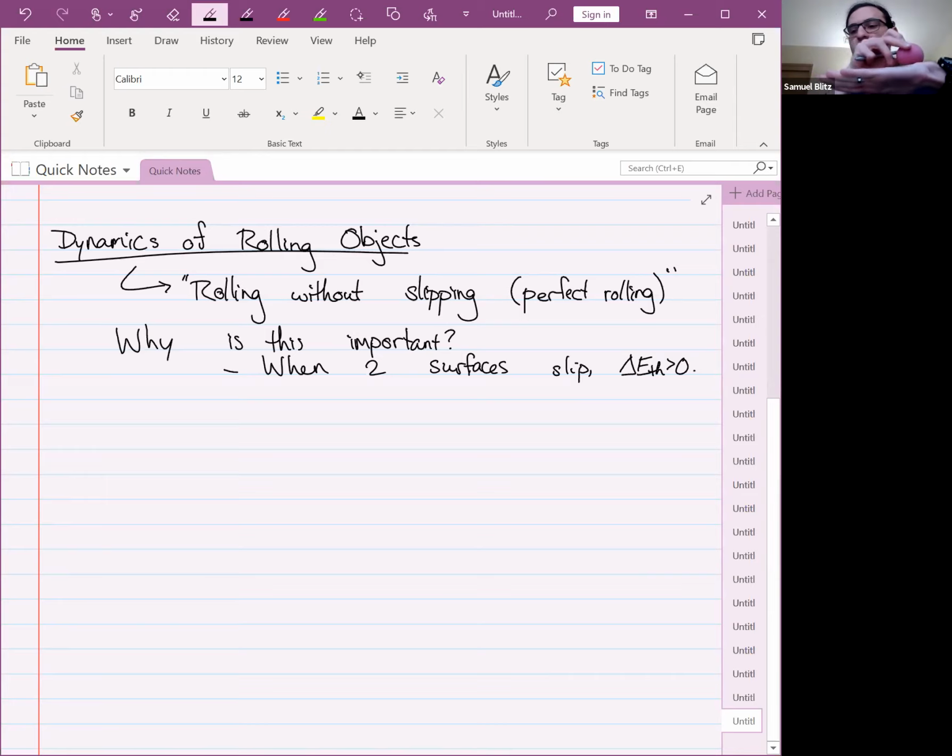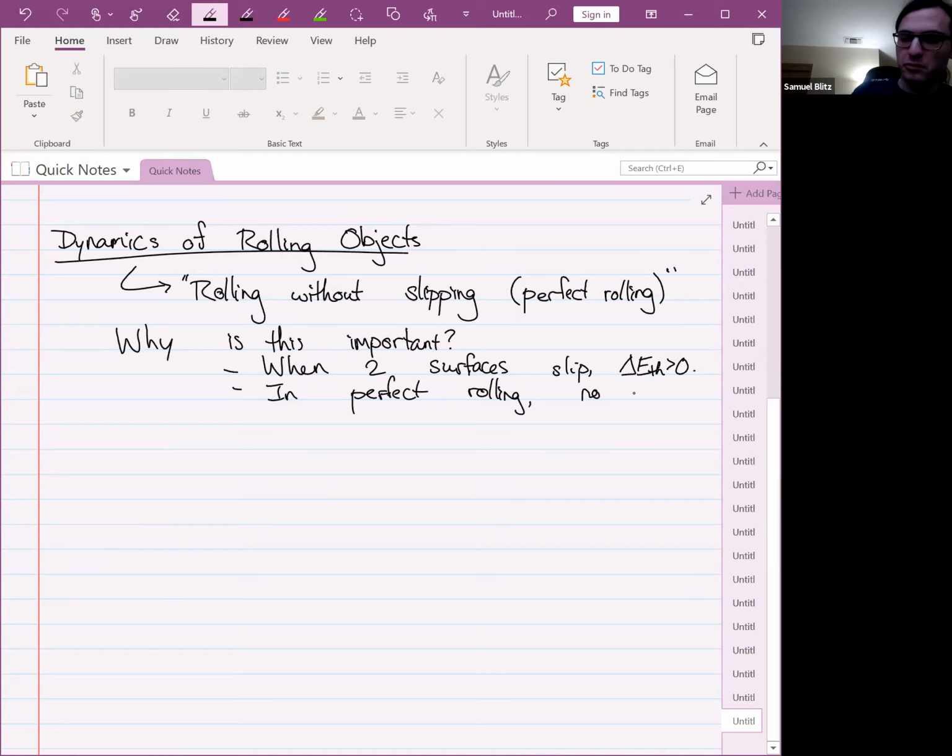So when the object's rolling, the static friction keeps it from just sliding forward. It causes the ball to roll. But static friction doesn't do work, and there's no kinetic friction, so the mechanical energy is conserved. There's no kinetic frictional force, which implies that mechanical energy is conserved.